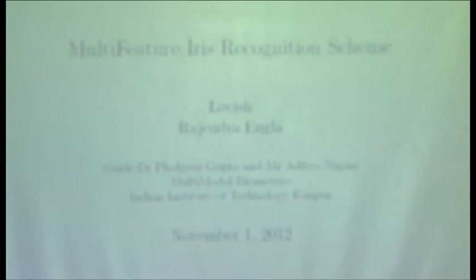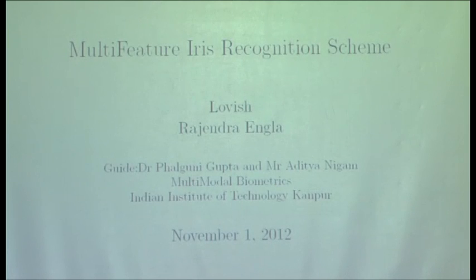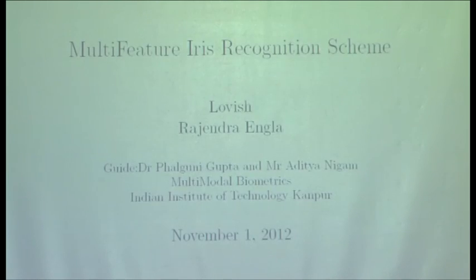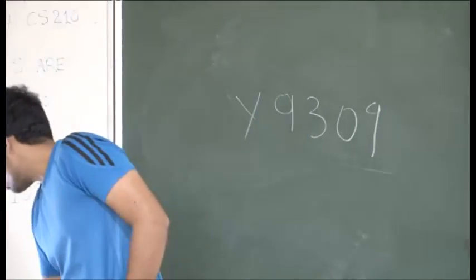Good morning everyone. My project is on multi-feature iris recognition scheme. So basically the paper advises using two schemes. One is the LBP or the local binary patterns, and the other one is BLOB or the binary large objects.